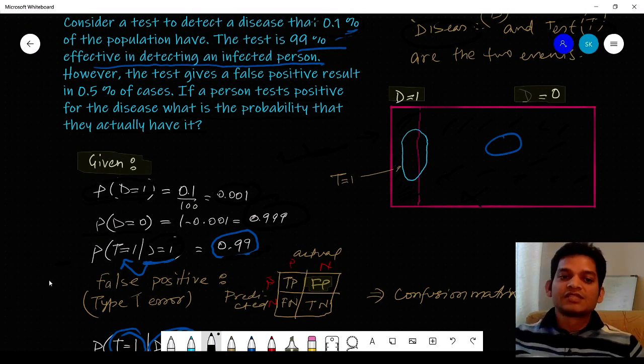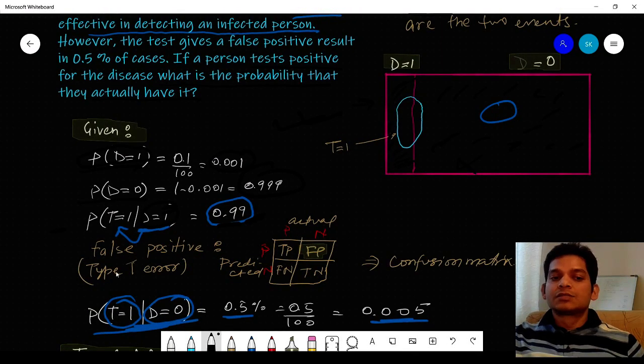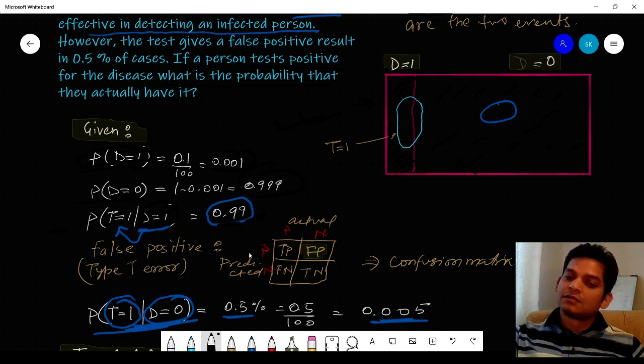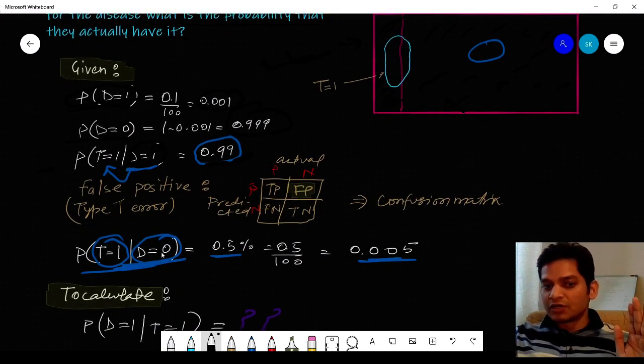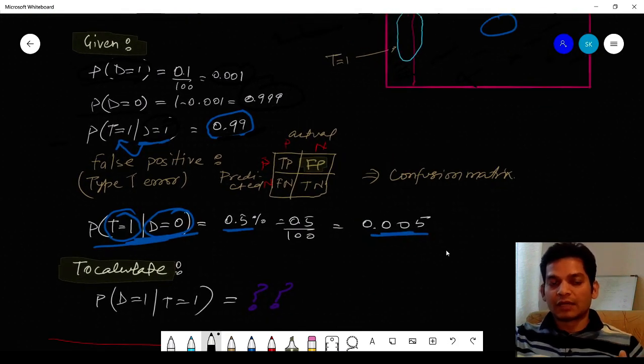Now the fourth point is the false positive. They have given us the false positive, which is a type 1 error. If you see, in actuality the person is not infected, but the test has shared the information that he is infected. So ultimately, the person is not infected, but the test is saying it's infected. So it's 0.5%, which is 0.5 divided by 100. So we have understood all the given things.